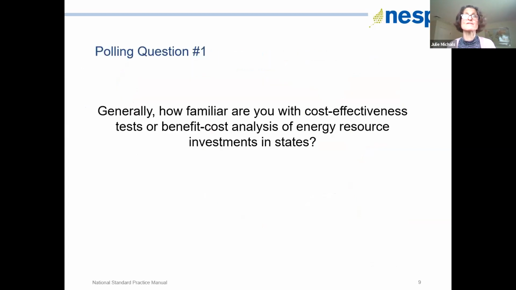All right, so there's that first poll question, and I'll turn it over to Ed to ask you how familiar you are with cost effectiveness testing, or BCA, of energy resource investments. And so we have both poll questions, followed by how familiar are you with the NSPM for DERs?